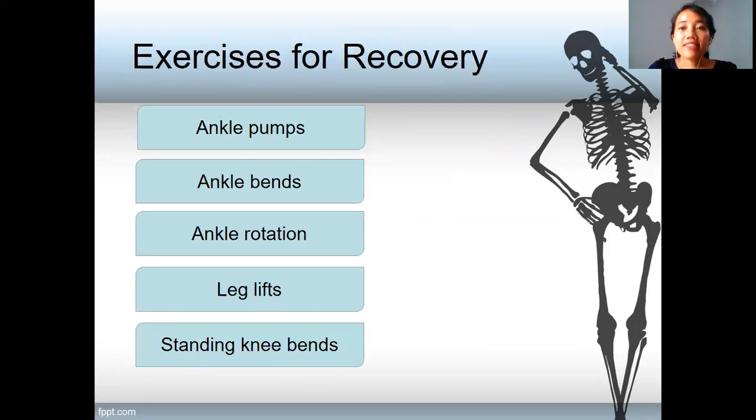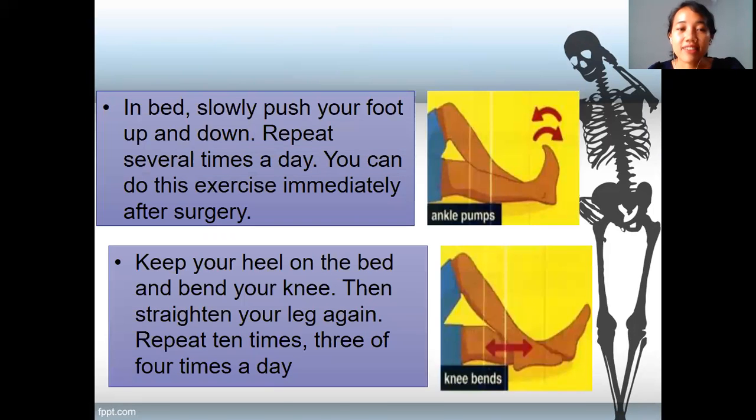Next are some exercises for recovery. Here are some of the range of motion exercises that we usually use after the patient comes from the surgery room. For example, ankle pump, knee bend, ankle rotation, leg lift, or standing knee bend. This is the example. You can see the picture.